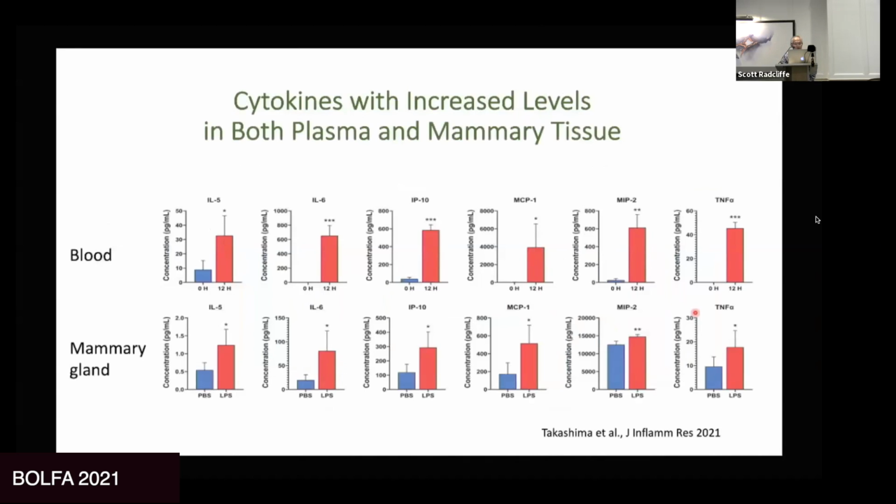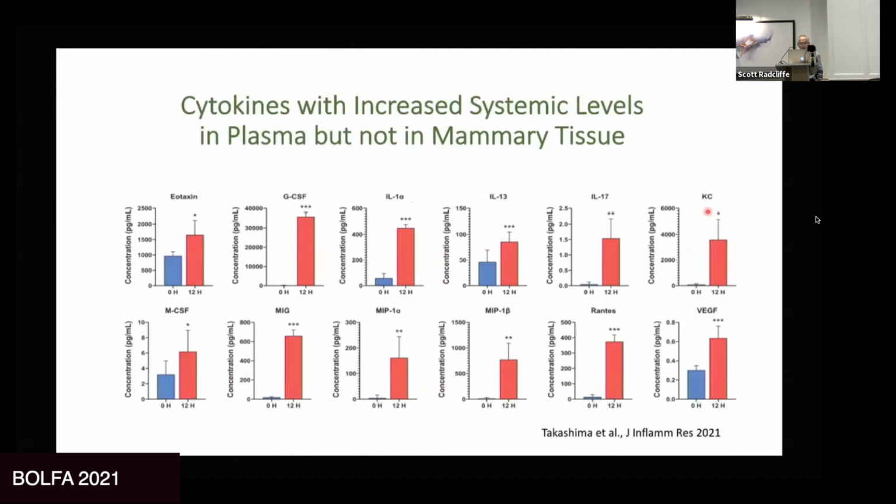And for the 32 cytokine analysis, this showed that the cytokines increased in both the plasma and the mammary tissue, including interleukin 5, 6, IP10, MCP1, MIP2, and TNF-alpha. Those increased in both plasma and mammary tissue, indicating the mammary gland may contribute at least part of those systemic increases of those cytokines. However, the majority of cytokines only increased in the blood, not in mammary tissue. You can see many of those, okay?